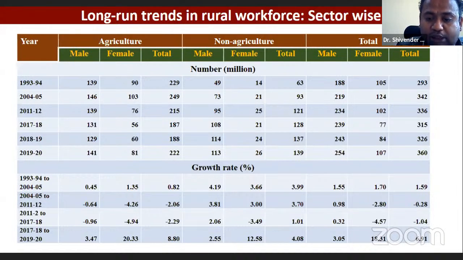Then we come to the recent period, after 2017 to 19. You can see that there is a drastic increase in the growth rate of the agriculture workforce, and the data shows it's more than 8%, between these 2 years, from 188 to 222. So this is a very significant increase in the agriculture workforce, and this increase is almost double as compared to the increase in the non-agriculture sectors.